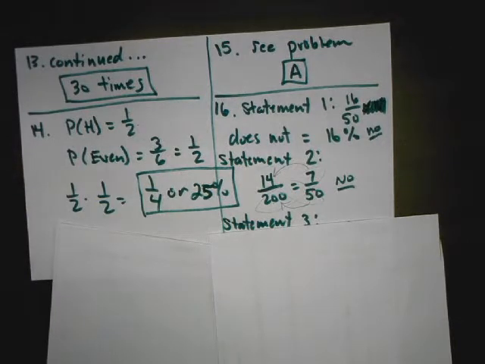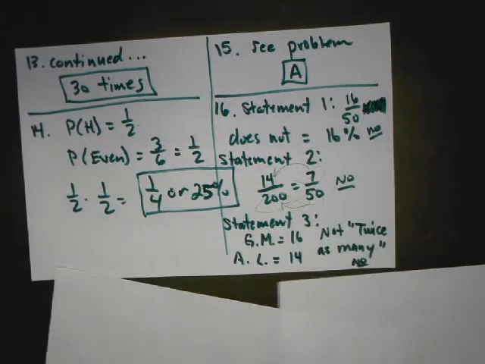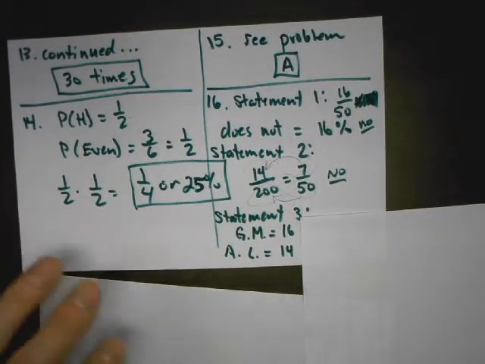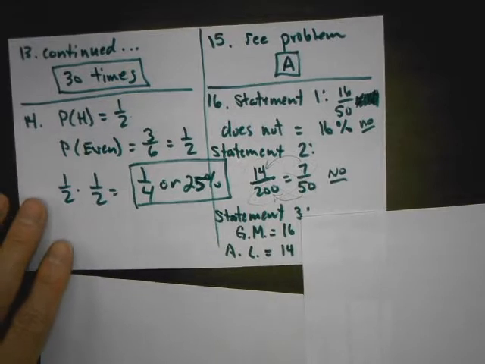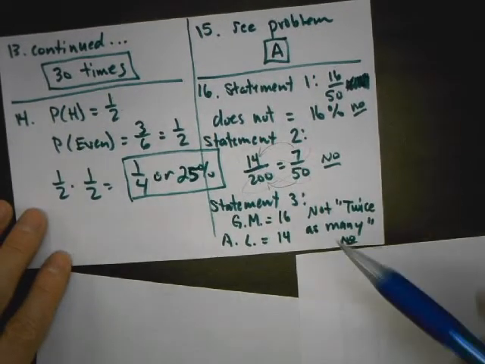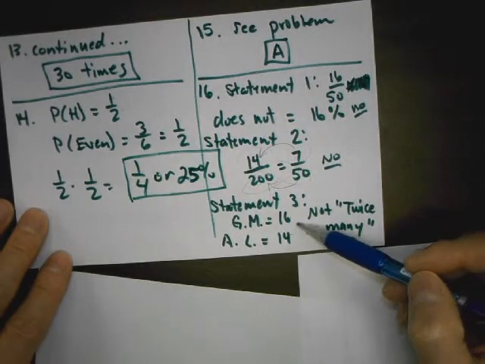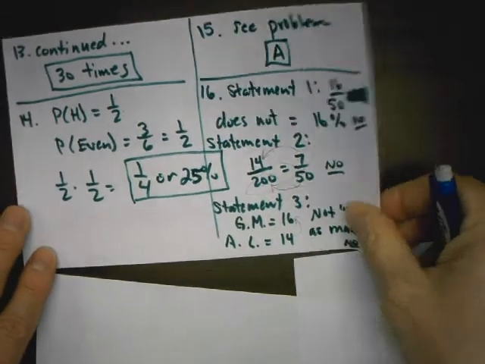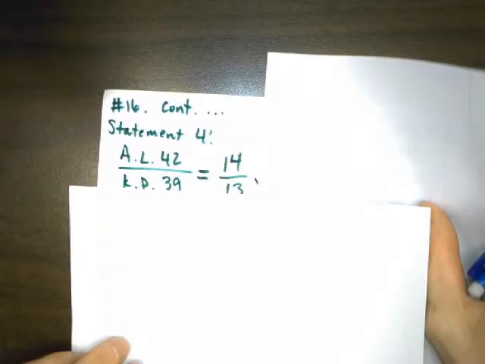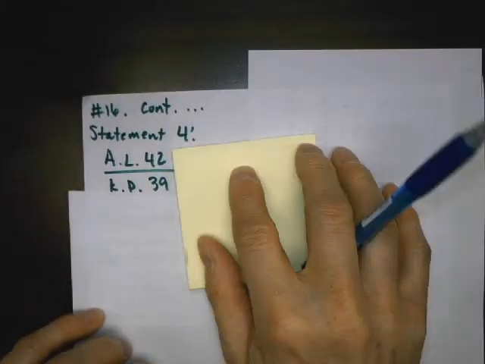Statement 3. There are twice as many teachers who prefer George Michael over Adam Levine. Well, 16 prefer George Michael, 14 prefer Adam Levine. There are 2 more teachers, but not twice as many. That's not the same thing. Twice as many, you would take this and multiply it by 2 to get 28. So that's not true. Okay, so far nothing's working out. Hopefully statement 4 works out, or we did it wrong somewhere. We got to go back and check, right, if that happened. But let's take a look.